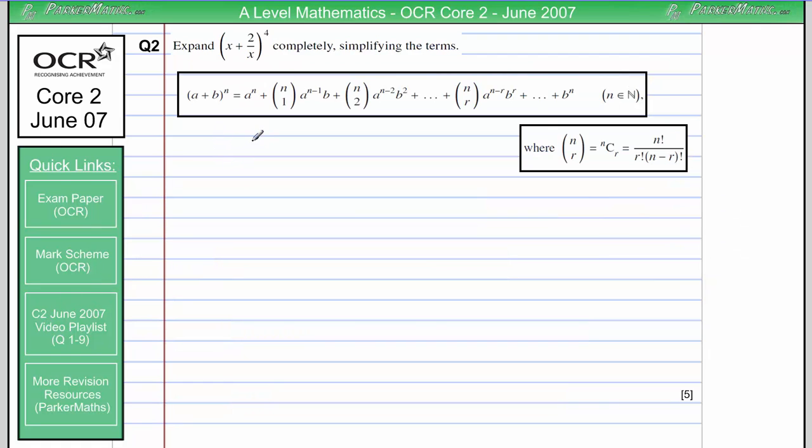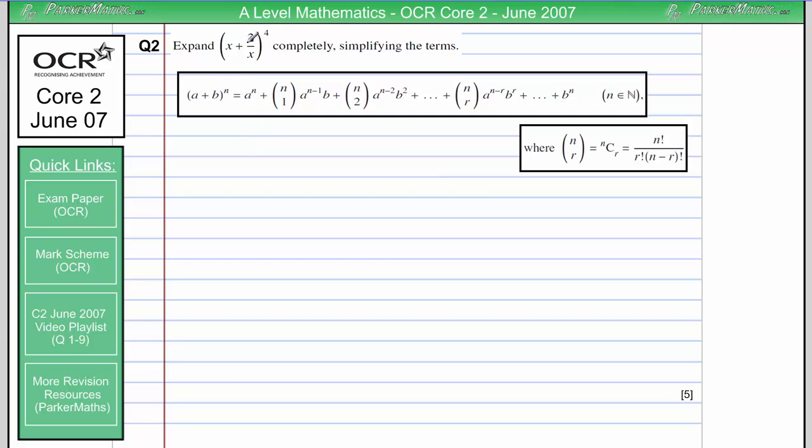In question 2, we need to expand (x + 2/x)^4 completely, simplifying the terms. This is a binomial theorem question, and the binomial theorem is given in the formula book. It's this big long thing here, and it tells us how to find the values of nCr using this formula. However, we don't really need this part, as we can use the choose button on our calculator to work out these values in this bracket.